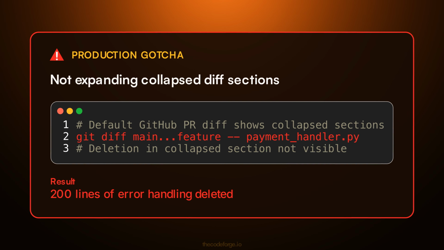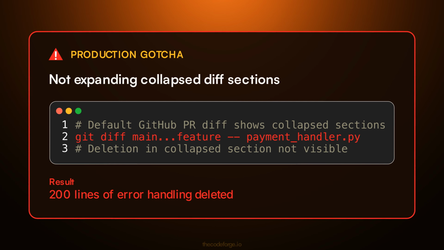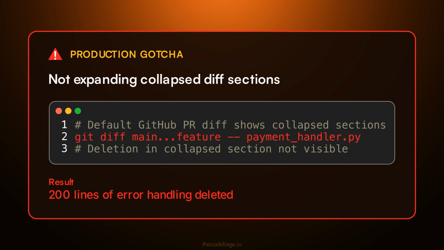This is the exact mistake from the incident. The default GitHub PR diff collapses sections with similar changes. The deletion was in a collapsed section and never reviewed. Always expand all sections before approving.